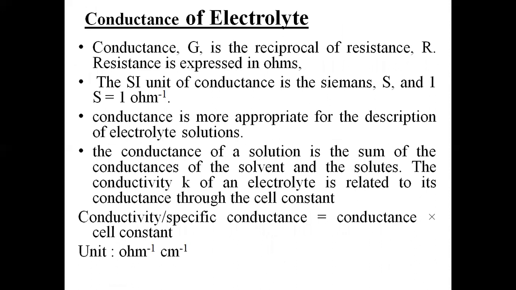What do you mean by conductance of the electrolyte? Conductance is more appropriate for the description of an electrolytic solution, and conductance is the reciprocal of resistance, that is, conductance is equal to 1 by R, and it is expressed with the unit Siemens, where 1 Siemens is equal to 1 ohm raised to minus 1. The conductance of the solution is the sum of the conductance of solvent and the solute. And the conductivity or specific conductance is equal to conductance into cell constant.